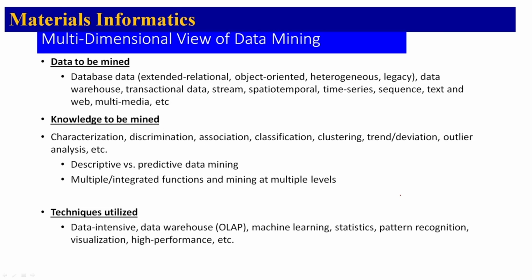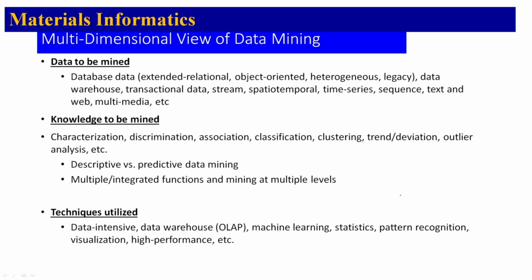That is why material informatics has a multi-dimensional view of data mining. It is not a single dimension. First of all, data to be mined, it is extended relational or object oriented, heterogeneous, or even legacy type of things possible. So, you need to have data warehouses, you need to have transactional data, stream data, spatiotemporal data, time series data, sequence data, text, web, multimedia. So, all kinds of data are required, right. It is not only numerical data we think about.